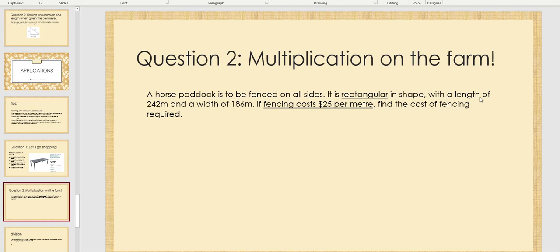Now, it has a length of 242 meters. So that's also important. I'll underline that. And a width of 186 meters. If the fencing costs now $25 per meter, find the cost of the fencing required. So the farmer needs to put a fence up around a rectangular paddock. So the perimeter of the paddock, how much will it cost?